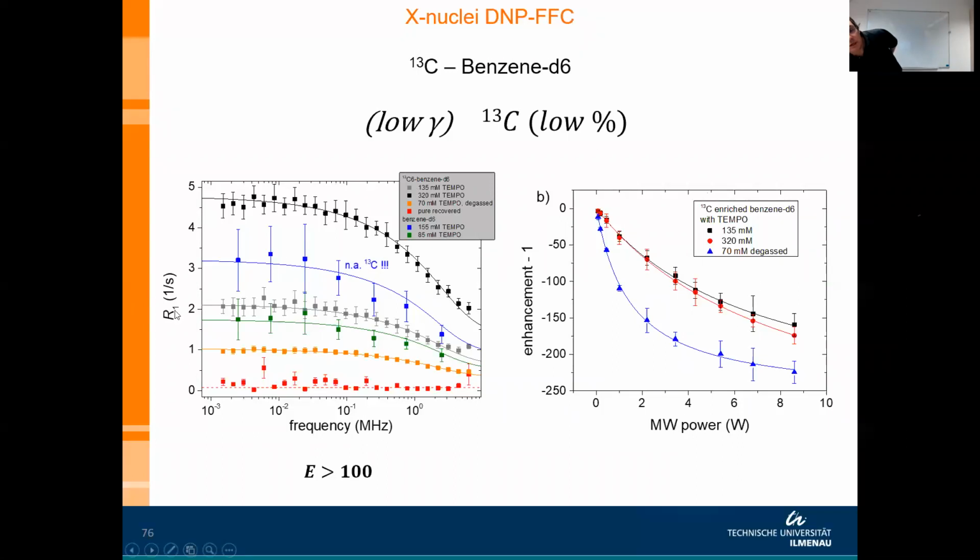And then you can see that you can measure the dispersions, and you can obtain the recovery curve here. And in this experiment, we show that you can actually measure carbon-13 nuclei in this sample, but in natural abundance, not enriched. And this is the enhancement that you get here, which makes possible these measurements of low abundance and low gamma nuclei.